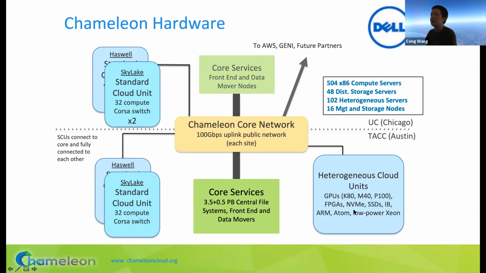As an upgrade, Chameleon has added 2 racks of Skylake nodes to the UC site, and 1 rack of Skylake nodes to the TACC site. Both of the sites will have the Corsa switches, which provide advanced OpenFlow networking capabilities to the users, so you can programmably change your network setup with OpenFlow.